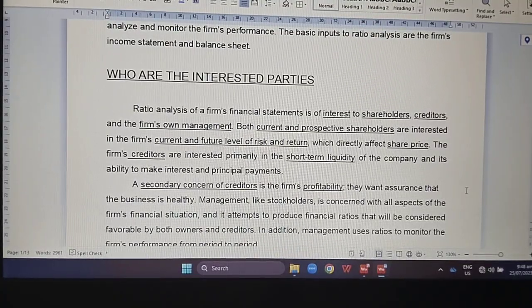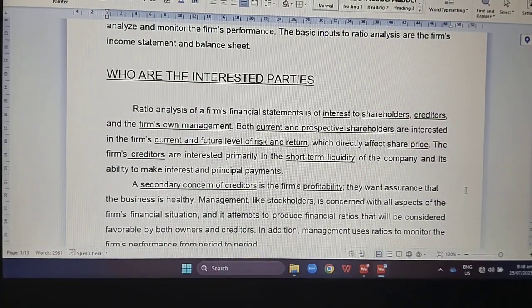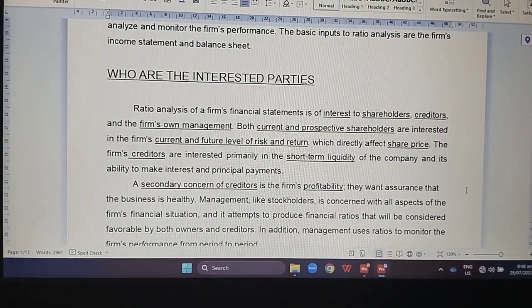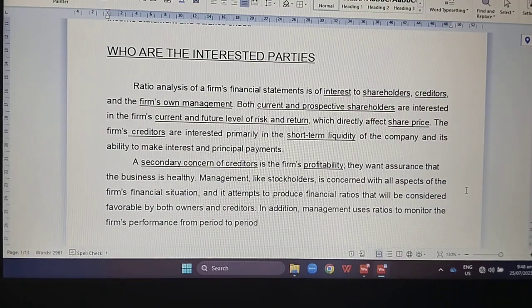The firm's creditors are also interested primarily in the short-term liquidity of the company. Siyempre, makakapagbayad ba to pag pinautang ko, di ba? And the ability to make interest and principal payments. A secondary concern of creditors is yung profitability. Siyempre, they also want an assurance that the business is healthy. Kasi papautangin mo eh.